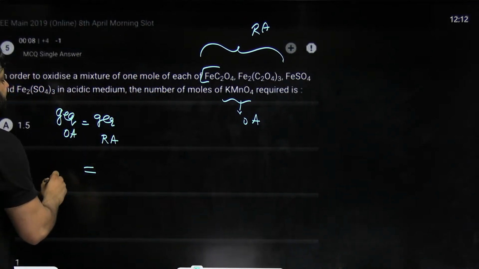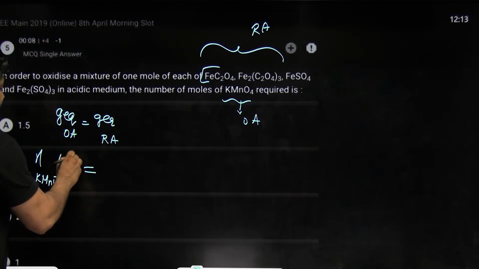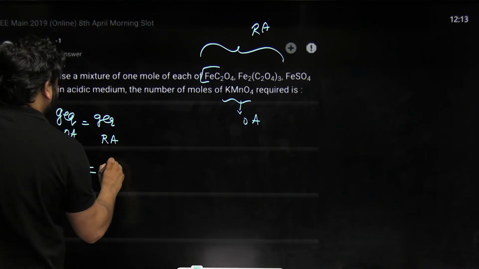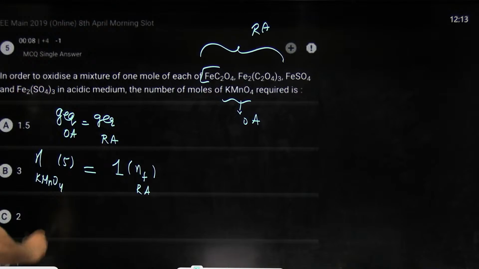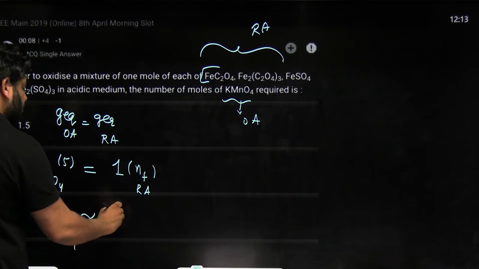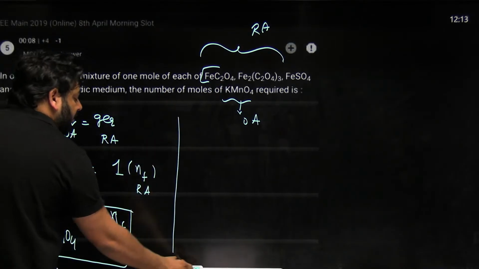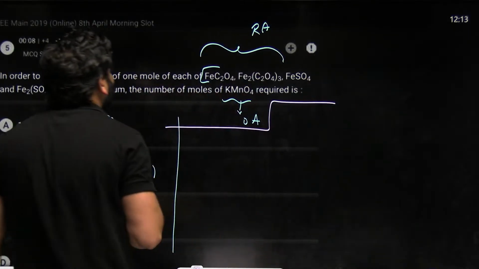For an oxidizing agent, the N factor is pretty much fixed, which is 5, and the number of moles of KMnO4 required into N factor 5 gives the equivalents, and then comes the N factor of the reducing agent, with 1 mole given. So we can say that the number of moles of KMnO4 we are using is directly proportional to the N factor of the reducing agent we are taking. Whoever has the highest N factor will require the most KMnO4.